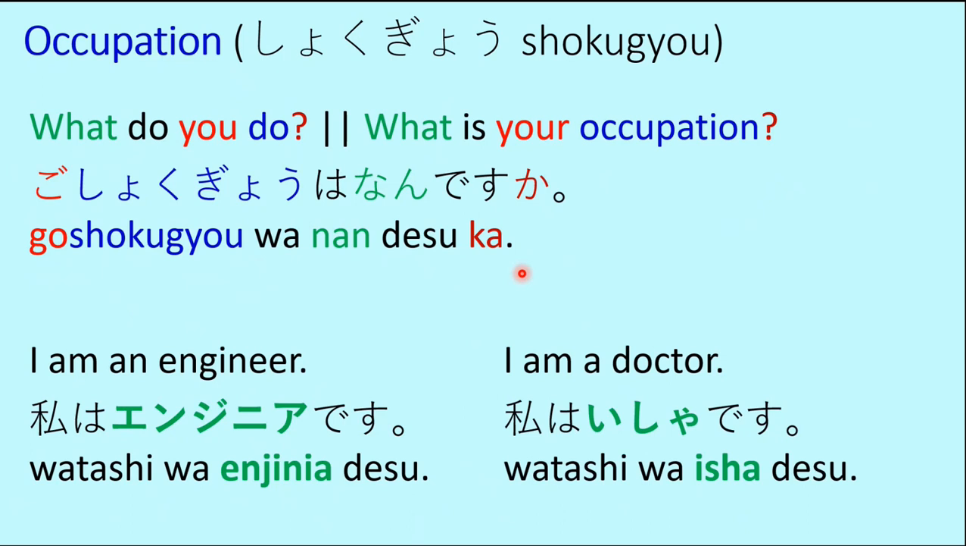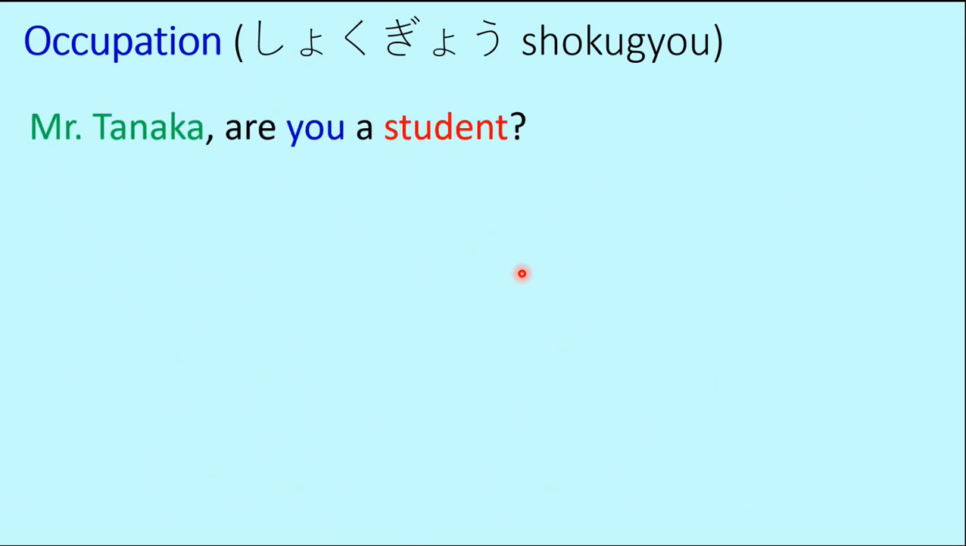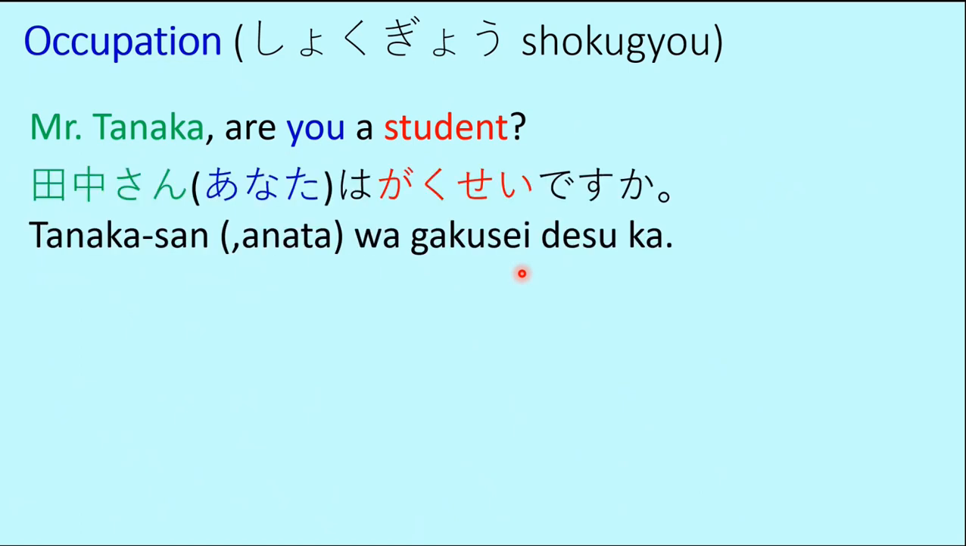So next is another type of asking the occupation of a person. So if we know the name of the person, then we can also ask like this: Mr. Tanaka, are you a student? So in the previous slide, what we discussed was, what is your occupation? Someone is asking you, what is your occupation? And here, the question is asked in a different way, that is, Mr. XYZ, are you a student? So how do we ask this?